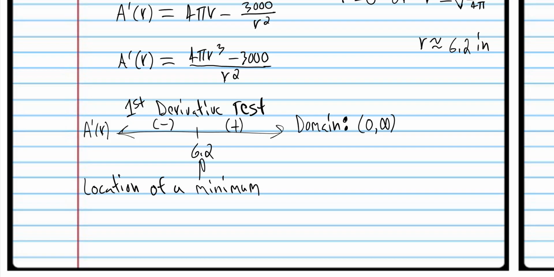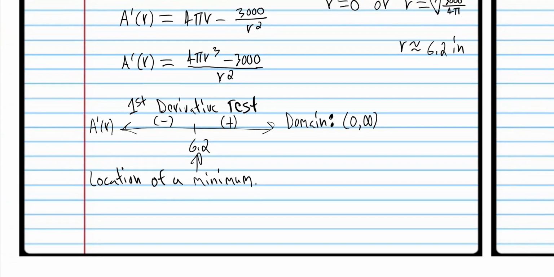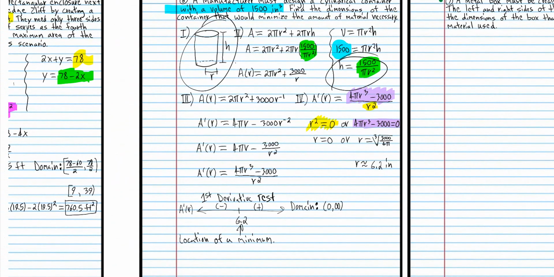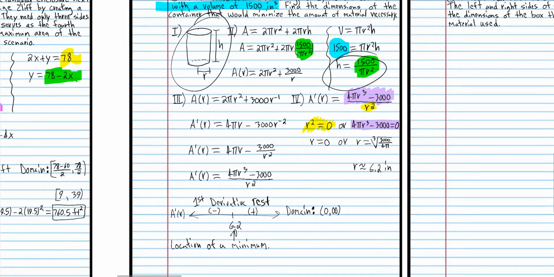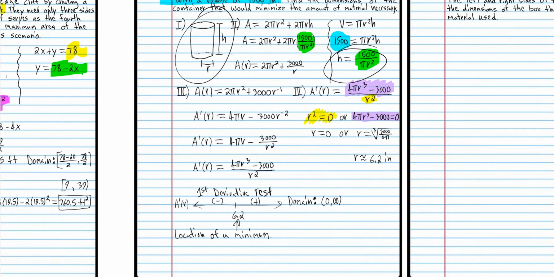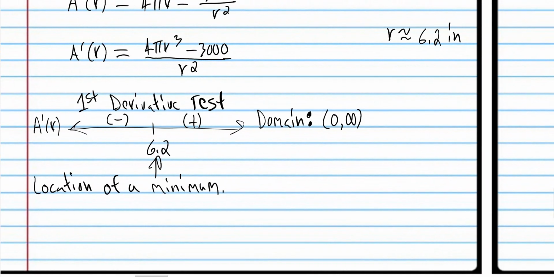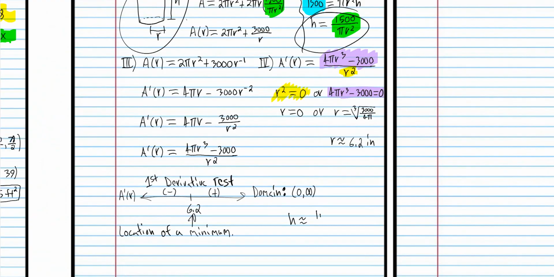So the problem says we want to find the dimensions of the container that would minimize the amount of material necessary. So we have the radius, now we just have to find the height. So the height is approximately equal to that green thing up there, if R is 6.2.